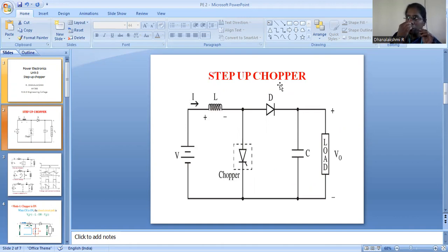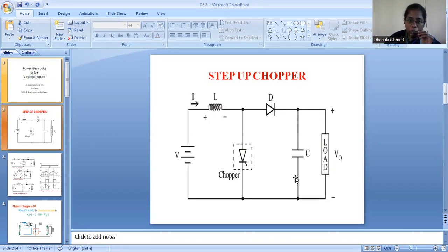As we know already, a chopper is equivalent to an AC transformer. Like the transformer in AC, which will be either stepping up the voltage or stepping down the voltage, in the same way here the DC-DC chopper will be stepping up or stepping down the voltage. If the output voltage is greater than the input voltage, we call that a step-up chopper. If the output voltage is less than the input voltage, we call that a step-down chopper. And the chopper converts a fixed DC input to a variable DC output.